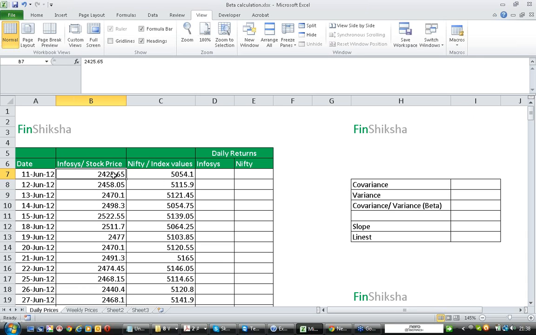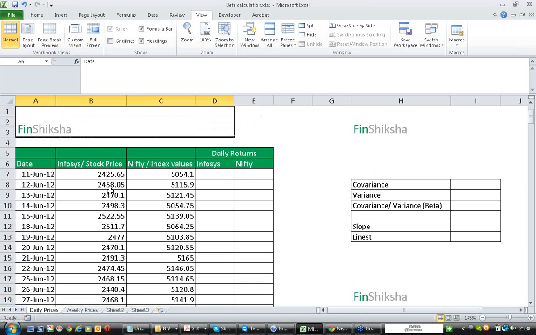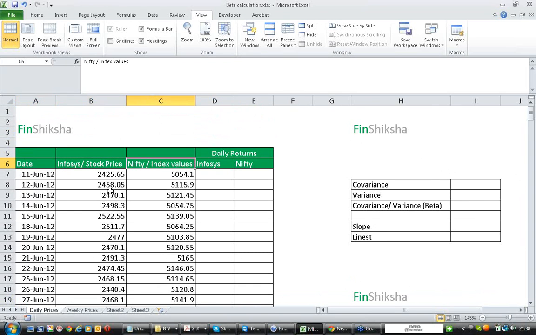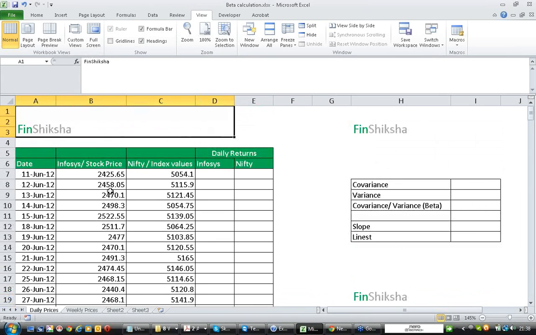Here are the prices of stock, an Indian stock called Infosys. The daily closing price of Infosys for the last 1 year, starting from 11 June 2012 to 7th June 2013. And we have market. We use Nifty as a proxy. Nifty is the leading index in India. We have daily closing prices of Nifty for the same period.